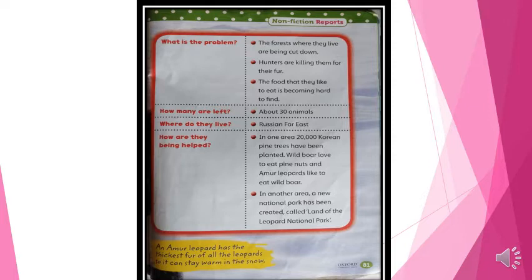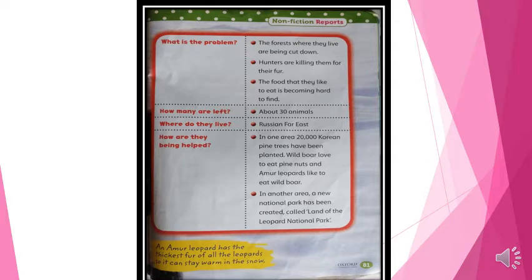Let me share something with you. When I was small, I used to have a blanket made of armor leopard's fur. It was very soft and warm, and it had spots all over it, and that was my favorite blanket. But the question is, should we kill animals just for getting their fur and for fun?